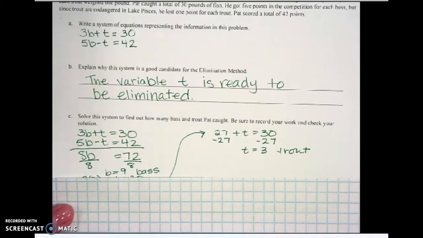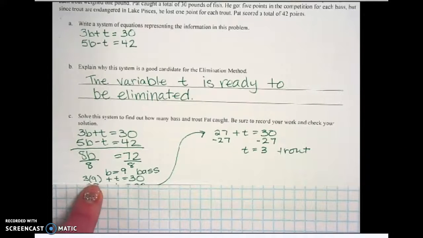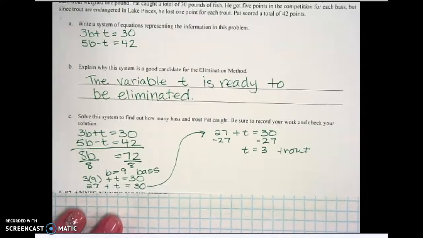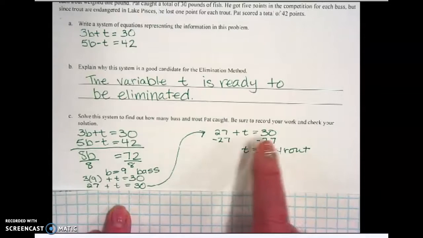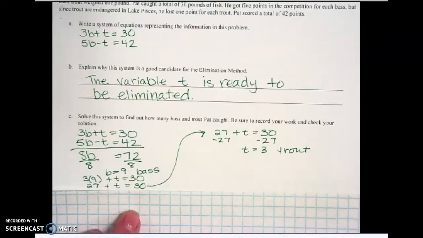Now we need to figure out how many trout. So we're going to take that 9 and plug it back into either of the two original equations. I picked the first one. So I said 3 times 9 plus t equals 30. 3 times 9 is 27. I ran out of room, so I had to come up here. I subtract 27 from both sides, and I got t equals 3, and that's my trout, right? So I've got 9 bass and 3 trout.